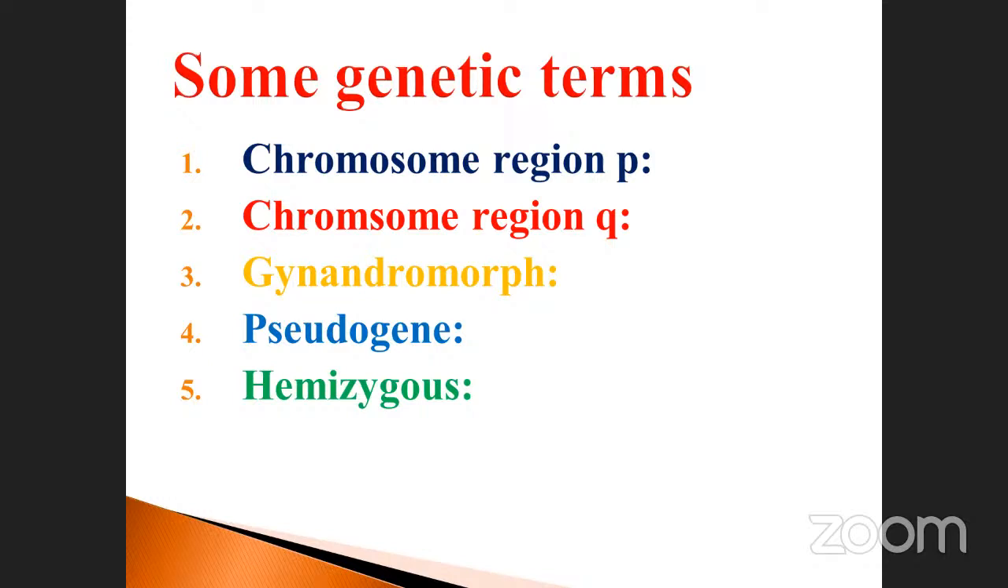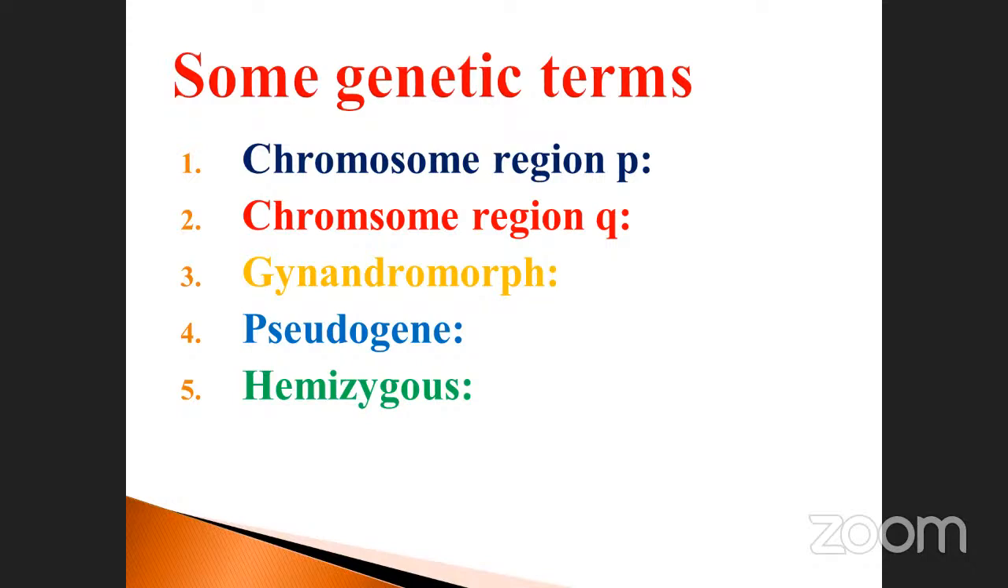Gynandromorpho, note it down, my dear. Morphologically, gynism as well as androgen present in it. Pseudogene: it is not a gene exactly similar to that of a human gene, but it is pseudo. Pseudo means a false gene is present. Hemizygous. We'll see one by one. These are the genetic terms given in your book: chromosome region P, chromosome region Q, gynandromorpho, pseudogene, and hemizygous.